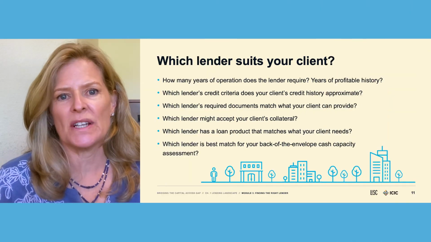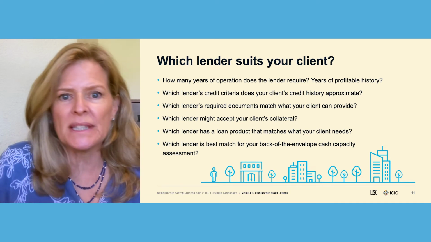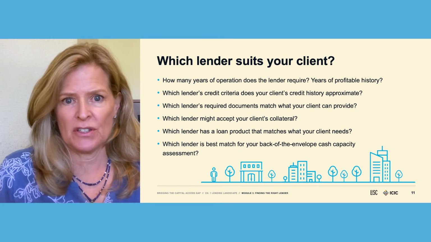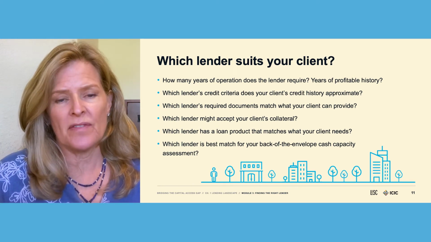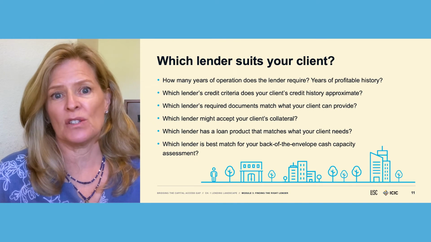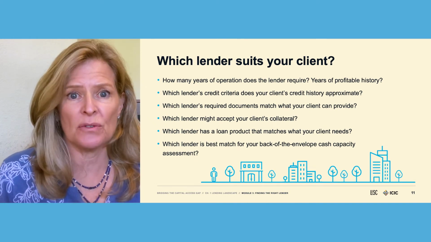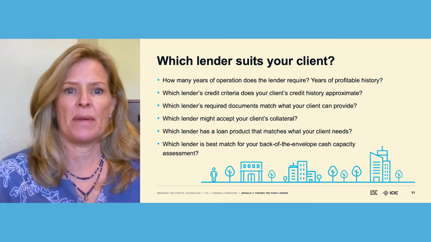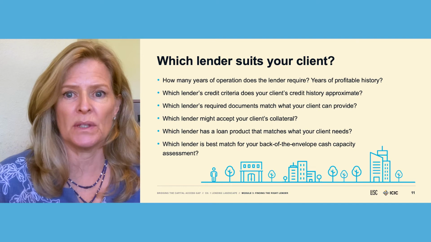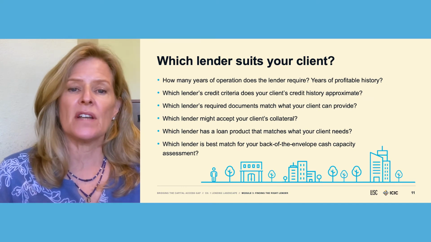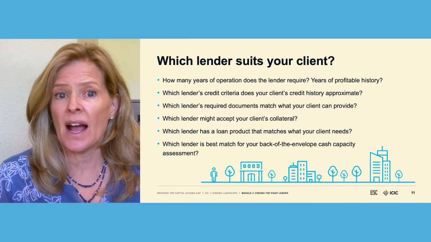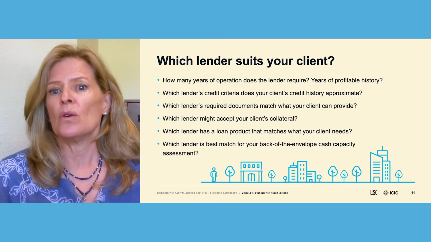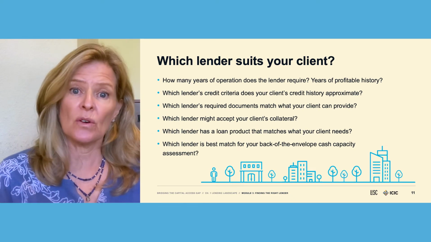So here are some additional questions you can explore while you're doing this matchmaking process with your client. How many years of operation do they have? There are some lenders who will fund startups, and startups usually means at least 12 months of sales history to show. Some will fund startups, some won't. Which lender's credit criteria matches what you see on the credit report that you pulled with that client? Which lender's required document list matches what your client can provide in a clean way? Which lender might accept your client's collateral? Which lender has a loan product that matches what your client needs?